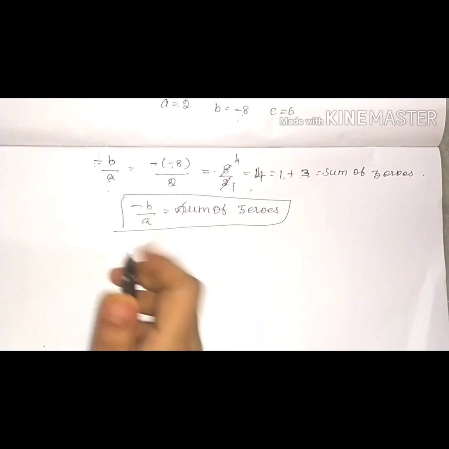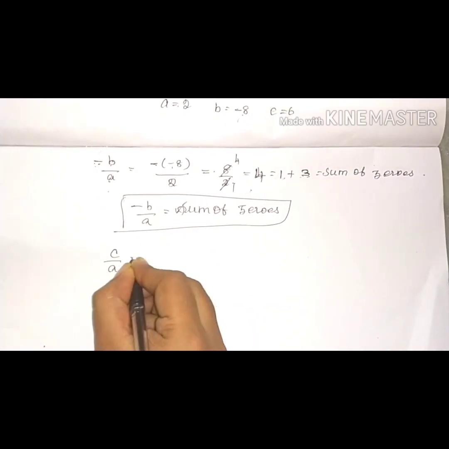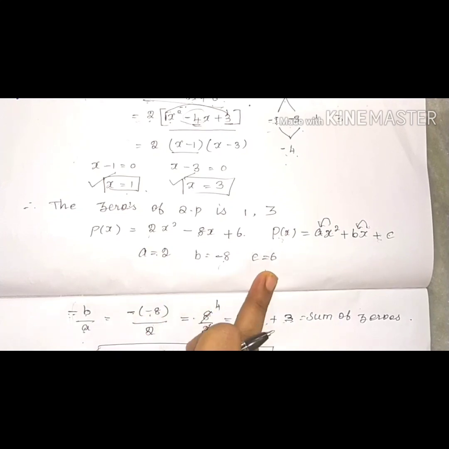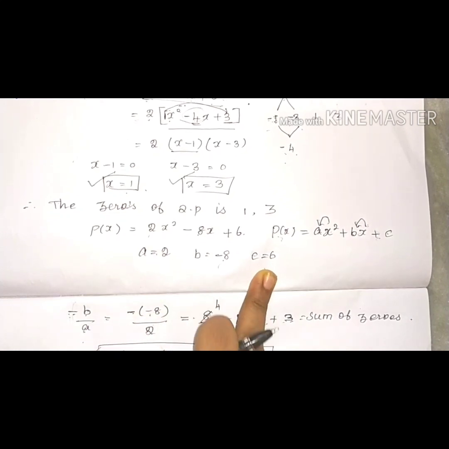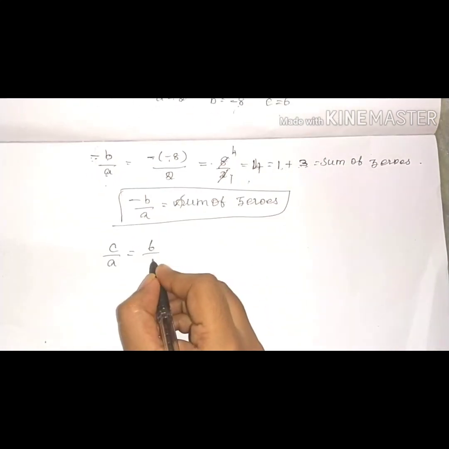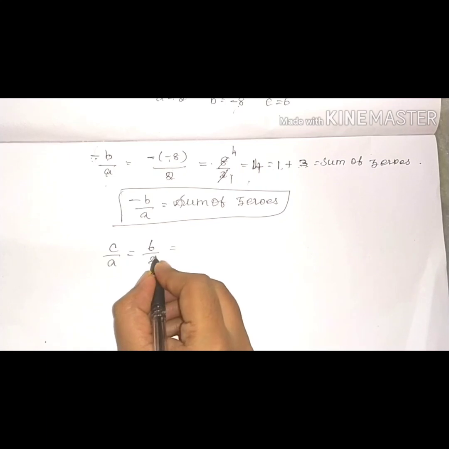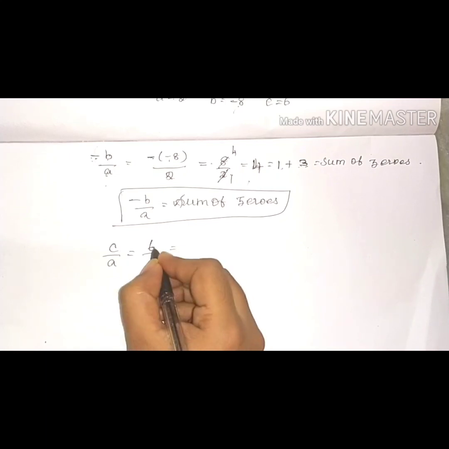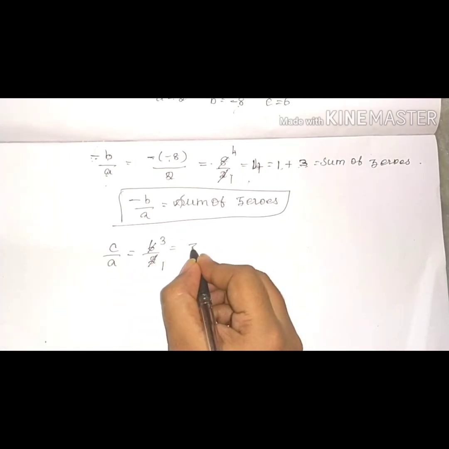Next, now I am finding out c by a. So what is c by a? They are given, instead of c, they are given 6. We can consider 6. Instead of a, we can consider 2. Now you can write instead of c, 6, instead of a equal to 2. You can cancel: 1 two is 2, 3 twos are 6, equal to 3.